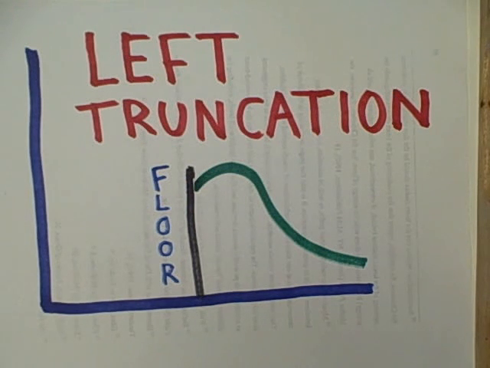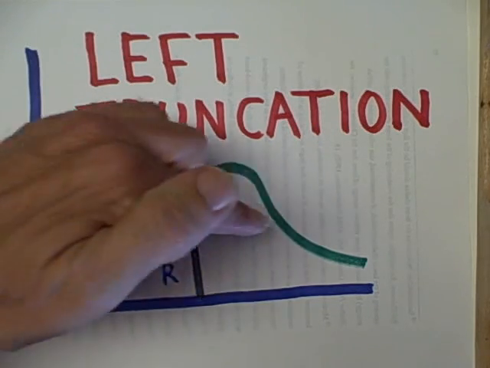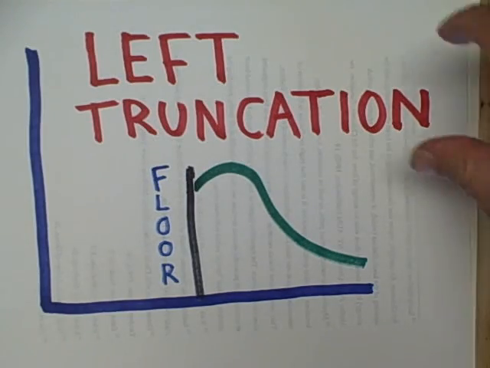This is a left truncation. This occurs when we have some kind of floor, and as a result we don't have our left tail. This occurs when our sample has been created by some sort of qualifying exam, and you simply cannot get into the sample unless you score a certain minimum amount.